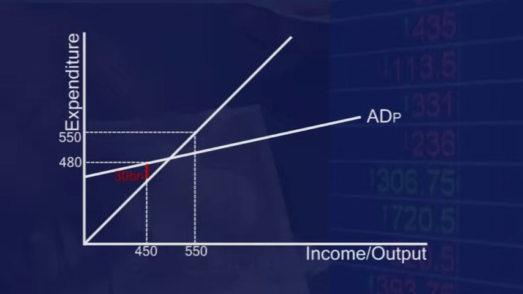What is that 30 billions? It's going to be met in some way. How is it going to be met? Firms are experiencing a demand for 480. They're only producing 450. What are they going to do? Answer, says Keynes, they're going to run their stocks down. They're going to meet this demand by reducing the amount of stocks. So this 30 billions is an unplanned stock decrease.